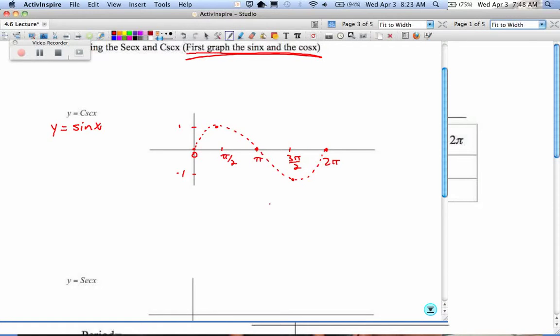Do you have to do it as a dotted line? Yes, you do. Okay? Because that is not the graph, and I'll show you in just a second. It is not the graph.